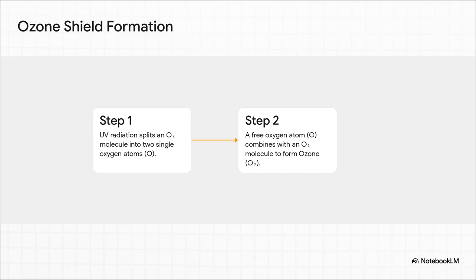Well, it's this beautiful, self-regulating process. High-energy UV light from the sun, the very thing we need protection from, zaps an O2 molecule and splits it into 2 separate oxygen atoms. Then, one of those free-roaming atoms bumps into another O2 molecule, and they team up to form O3, which is ozone. Isn't that amazing? The danger itself is what creates the shield.